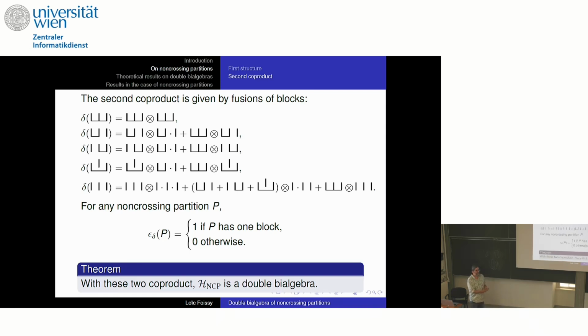For this one, it's more complicated. In fact, I can do all the fusions I want, and I will obtain all 5 non-crossing partitions with 3 legs. For this, I did not fusion any blocks, so I obtain the products of the 3 blocks.